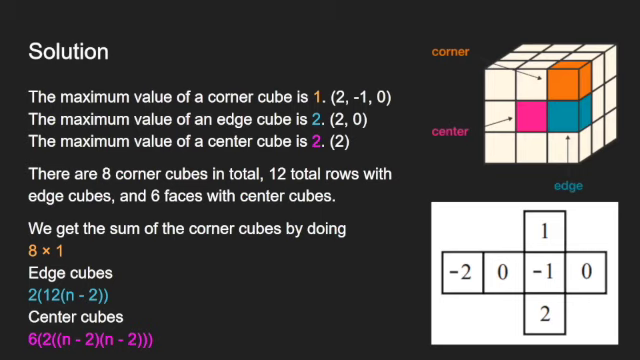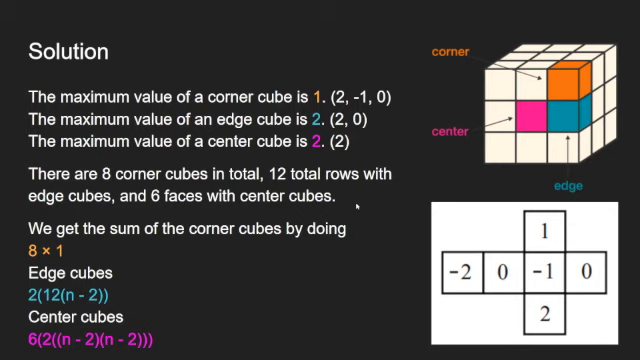So our solution. The maximum value of a corner cube is 1. You can see it's 2, -1, and 0. So these three cubes right here. The maximum value of an edge cube is 2. So the sum of 2 and 0, so these two cubes right here.